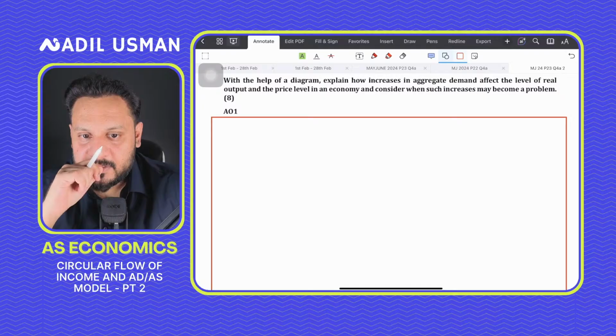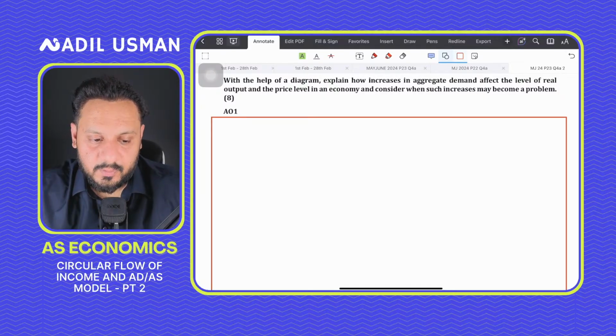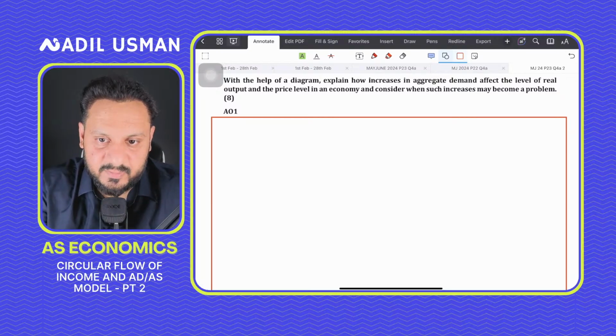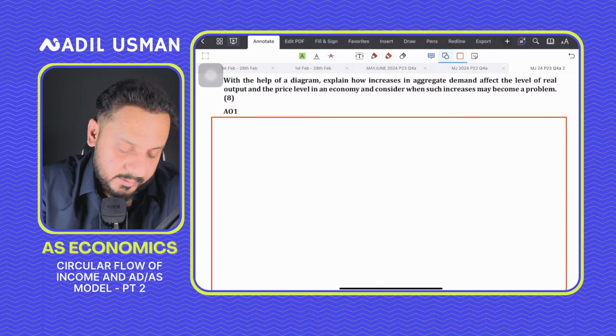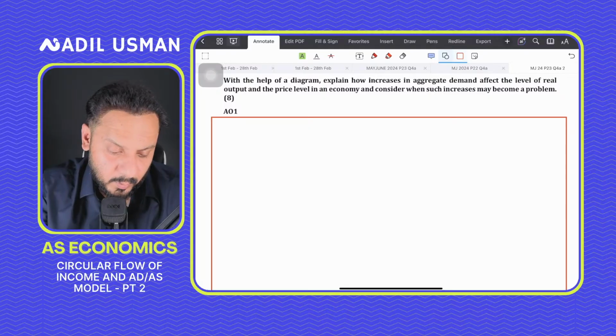Explain how increases in aggregate demand may affect the level of real GDP and price level, and consider whether such an increase may become a problem. So what do you think you will write under AO? What is going to come under AO1, AO2, AO3?